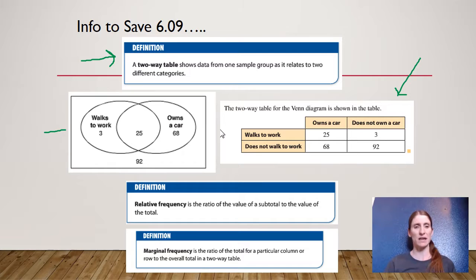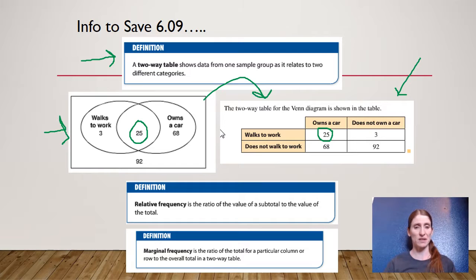This is called a Venn diagram. We can take the information from a Venn diagram and put it in a two-way table like we see here. So for example, owns a car and walks to work would be both of these circles together. So you see that that's including the 25, and that's why 25 goes there.